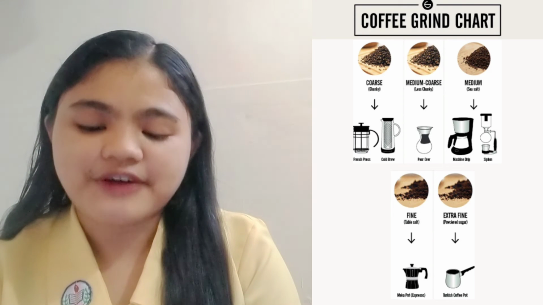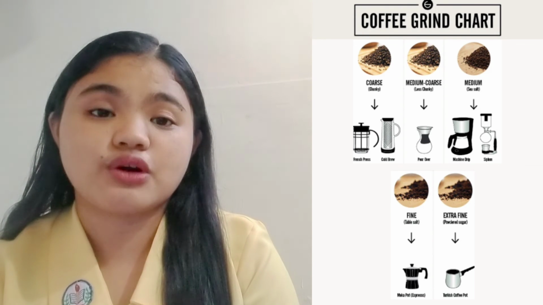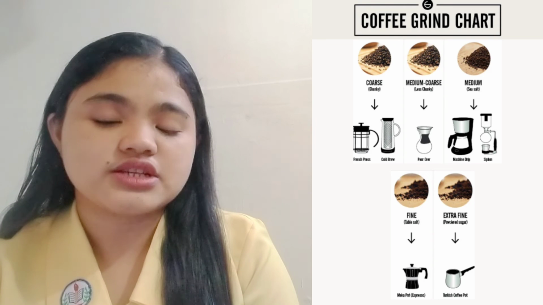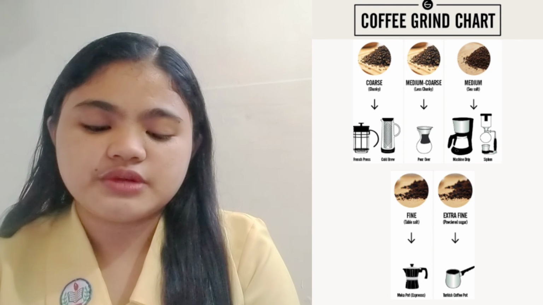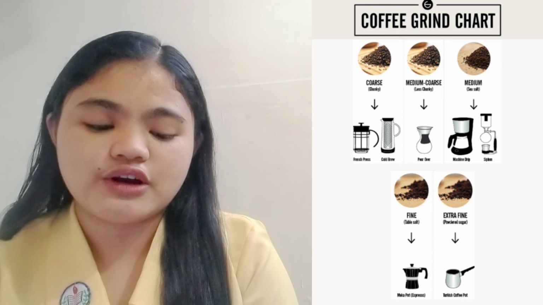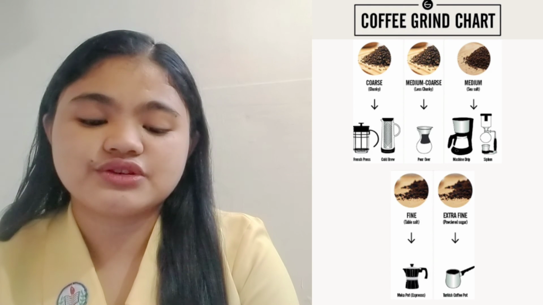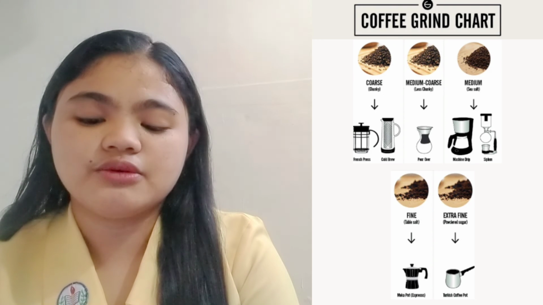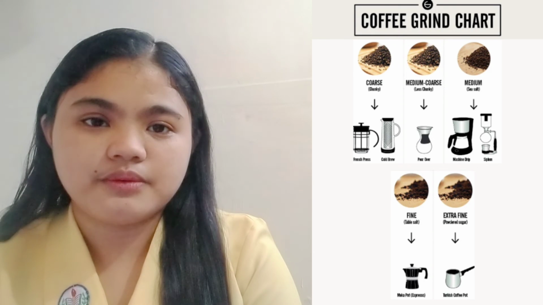So extra fine, most used for ibrik, also known as Turkish coffee. That is why it is called Turkish grind. The texture is almost similar to fine powdered sugar or flour. It needs a specialized grinder to achieve this grind size, but the result is worth it because of the aromatic, sharp, and strong flavor. And that's all.